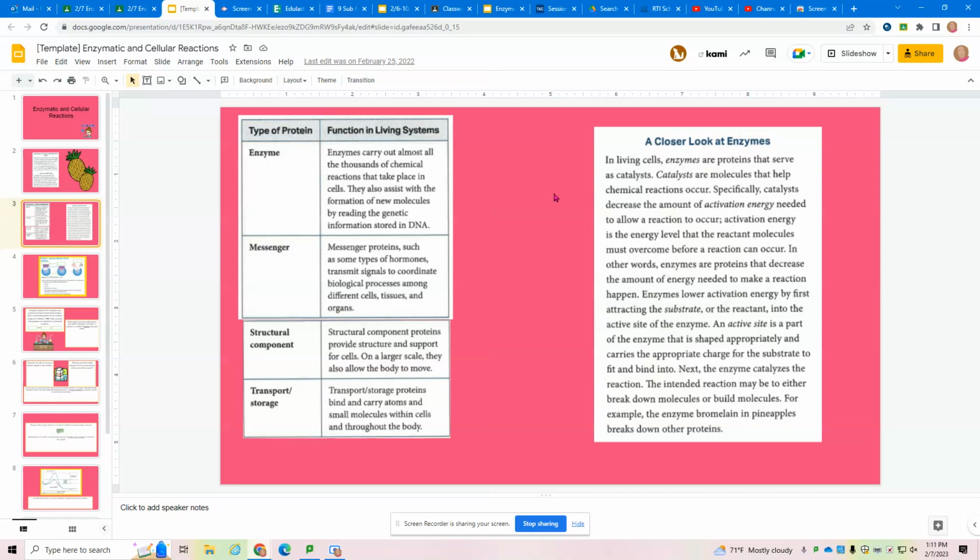So, without a catalyst, it would require a lot more energy for reactions to take place. And if that continuously happened, then your body wouldn't have energy to do other things. So, enzymes allow your body to do a lot of its activities with a lot less energy requirements.